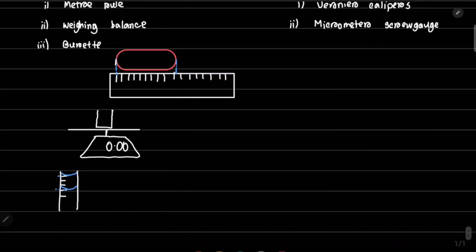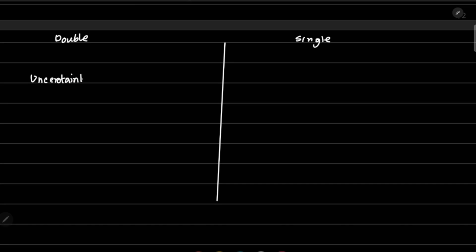The difference in calculation would be that, I'll do double reading instruments on the left and single reading instruments on the right. For double reading instruments, the uncertainty can be considered to be equal to the precision, while for single reading instruments, the uncertainty will be half the resolution or half the precision.